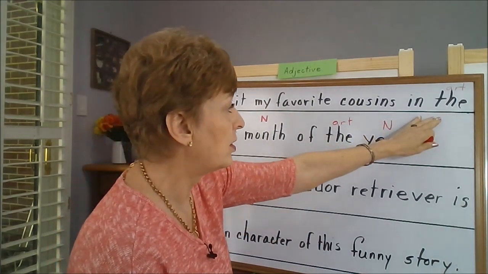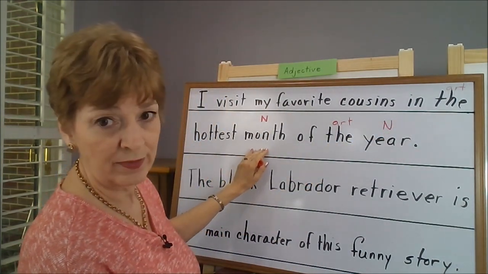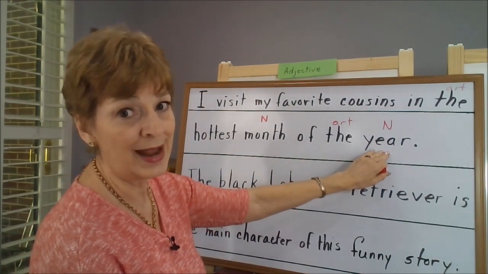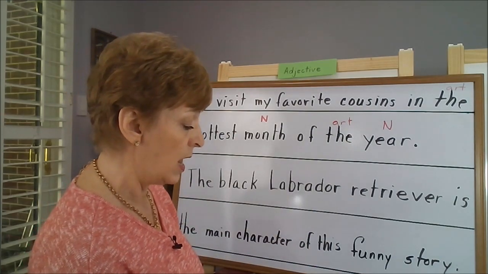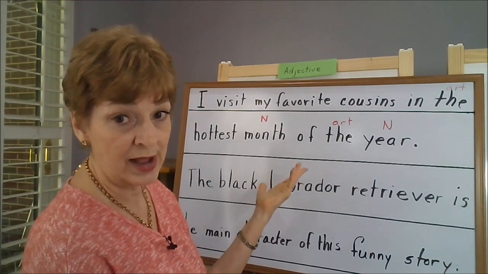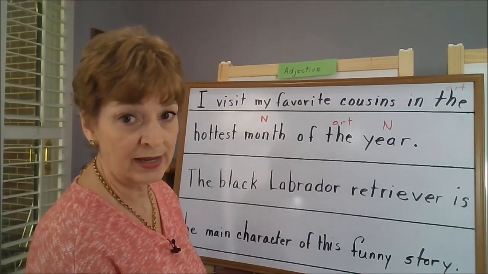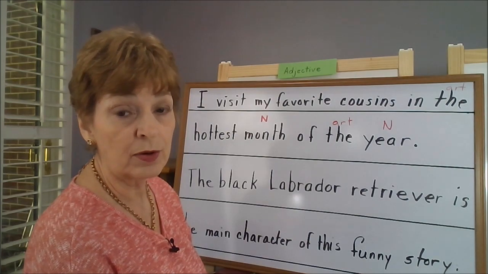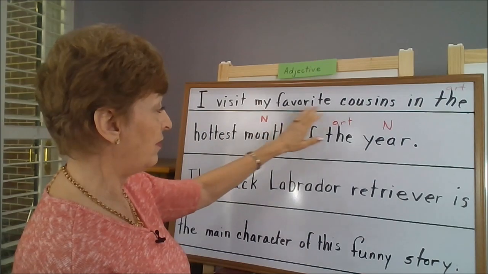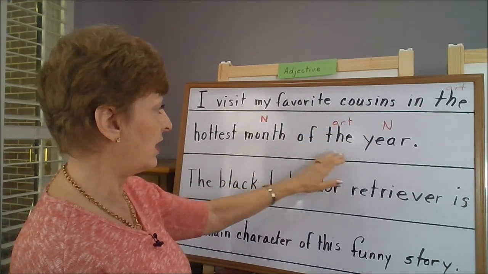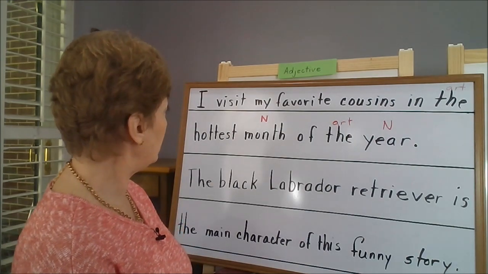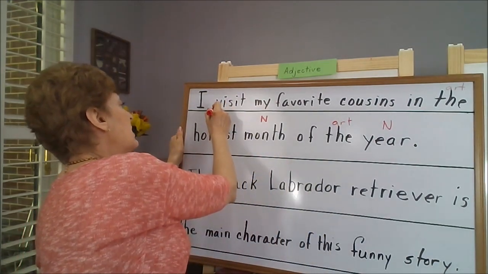Here our article was 2 words away from the noun. In this case, the article showed the noun right next to it. So that was pretty good. All right, now that I've got my articles and at least 2 of the nouns identified, now I'm going to go back and look for my subject and verb of the sentence. I visit my favorite cousins in the hottest month of the year. So who did what? Well, you can visit. So this is the verb.